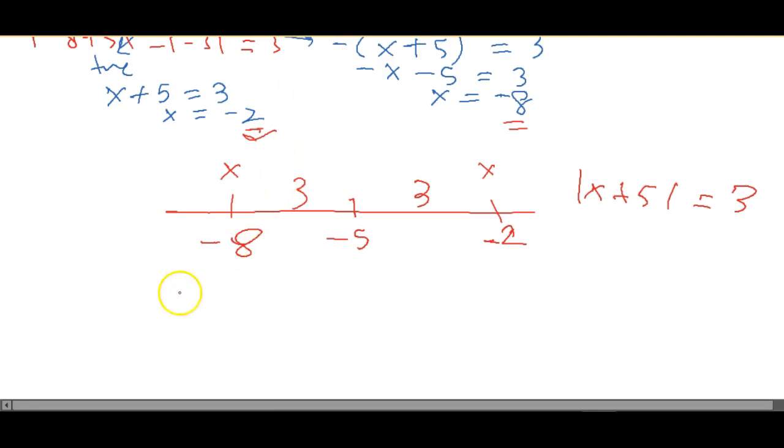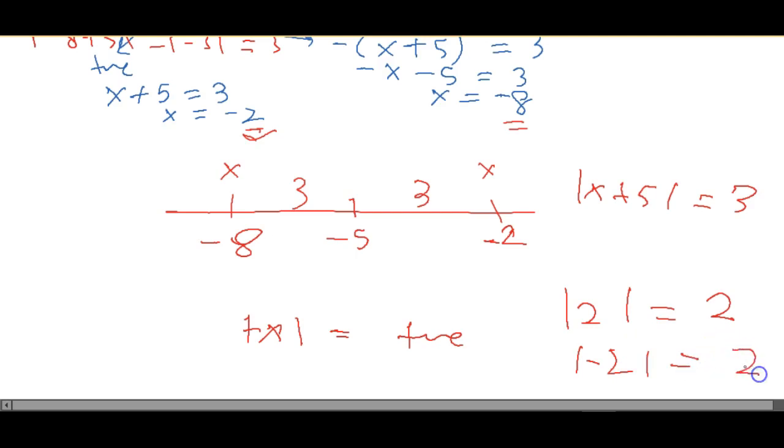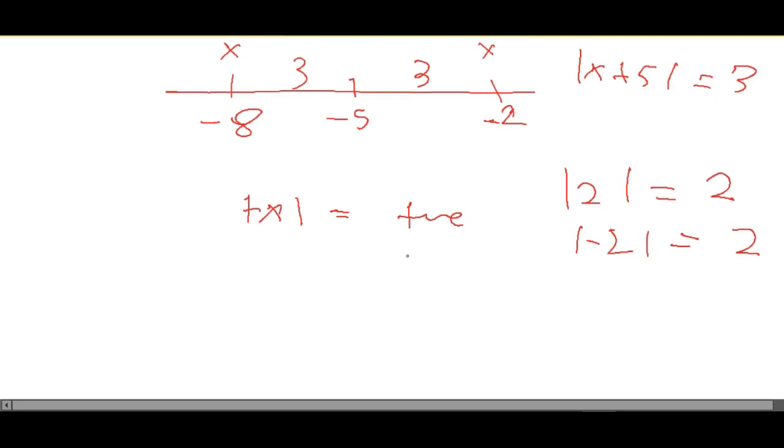So if I revise what we studied, the first thing we studied is that whenever I am writing this function, the result is always positive. It means that modulus of 2 will always be 2 and modulus of minus 2 will always be 2. So the point is, if I'm writing the modulus function and writing anything inside that modulus function, the result will always be positive. So you cannot get a negative result out of the modulus function.